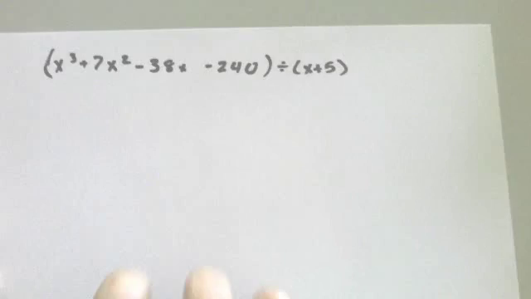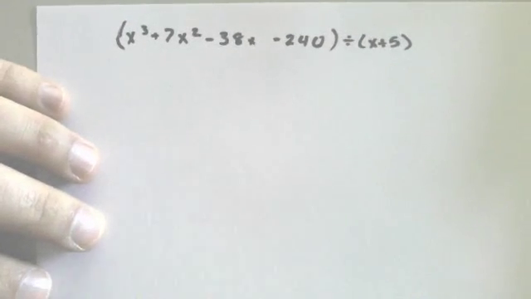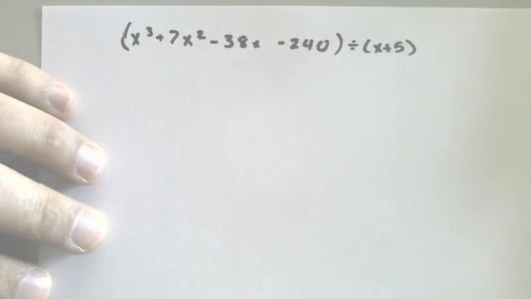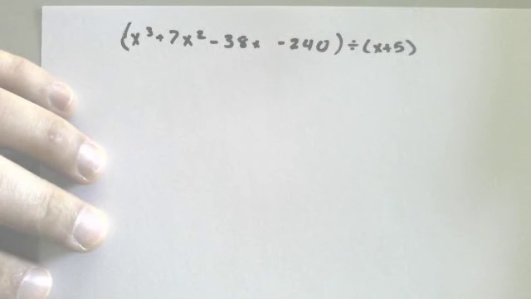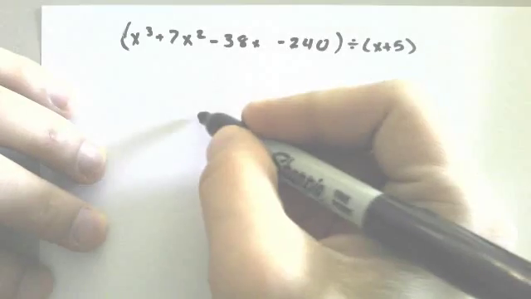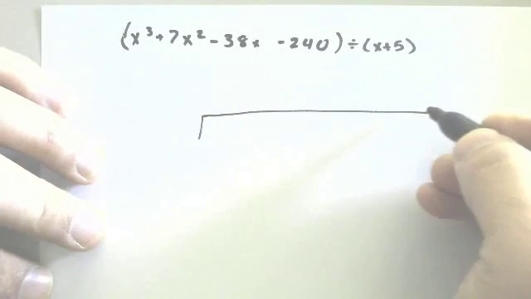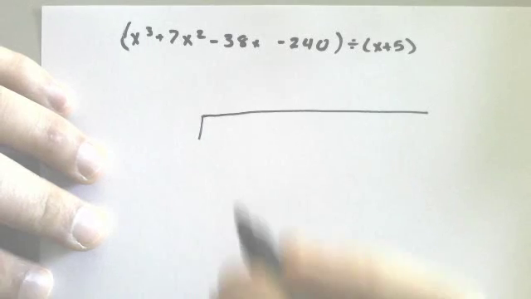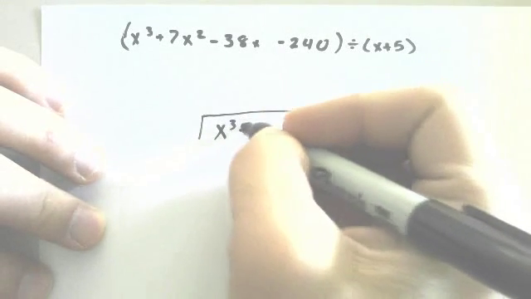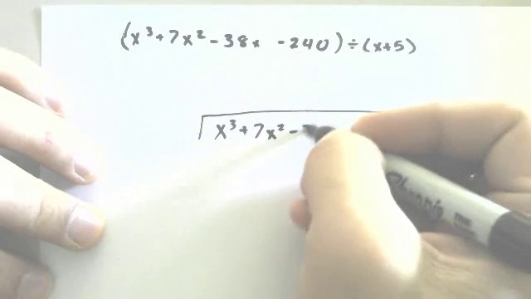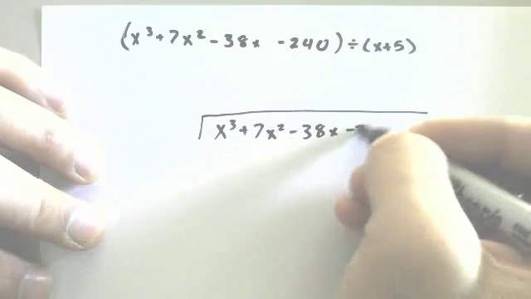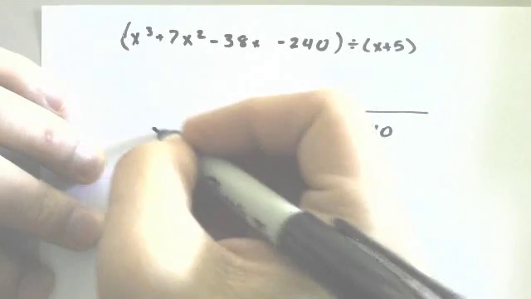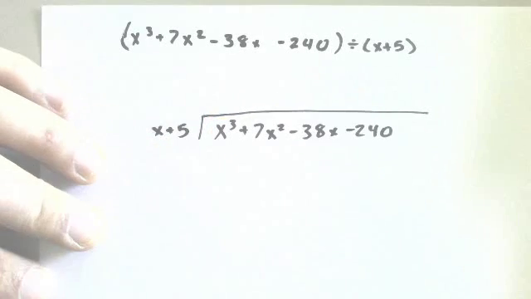Okay, so in this video we are going to use synthetic division to divide polynomials. The trick to synthetic division is basically we're forgetting about all the variables, all the exponents, we're focusing solely on the coefficients. So we're dividing into x cubed plus 7x squared minus 38x minus 240, and we're dividing x plus 5 into that.